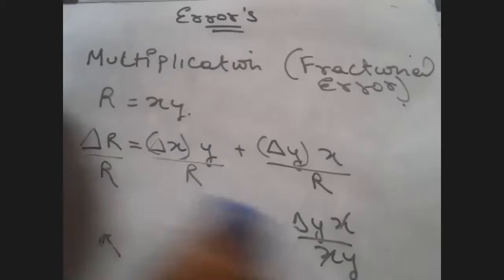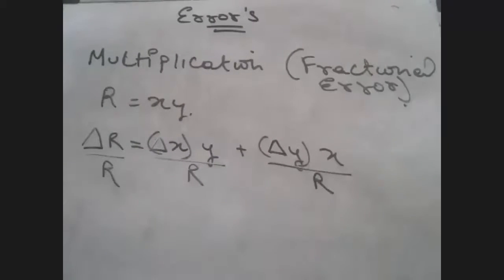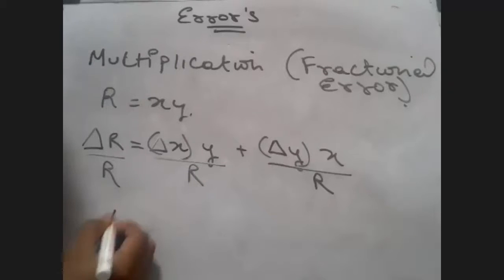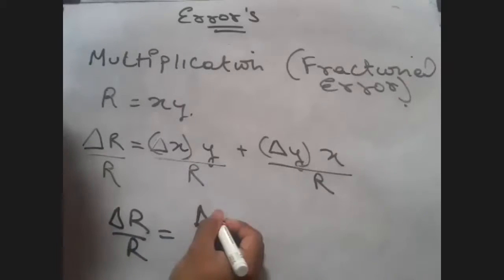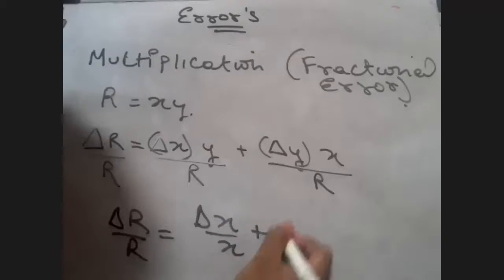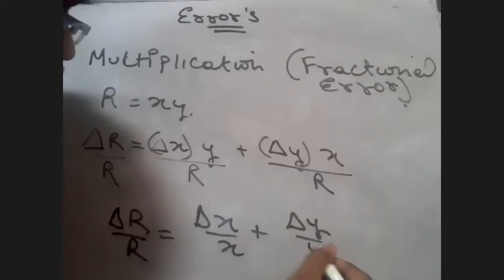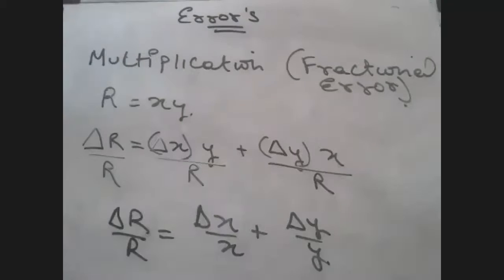So let me write the expression again here. Delta r by r is going to be equal to delta x by x plus delta y by y. This is our fractional error. So let's look at some examples of this.